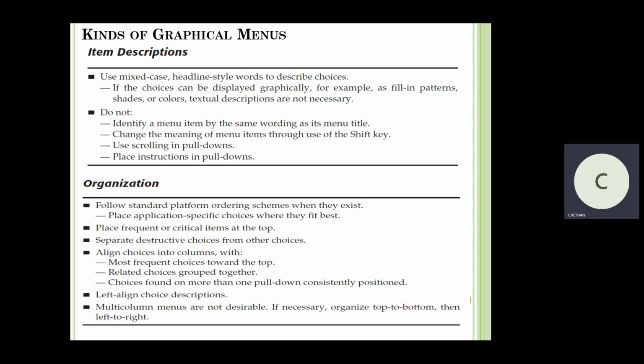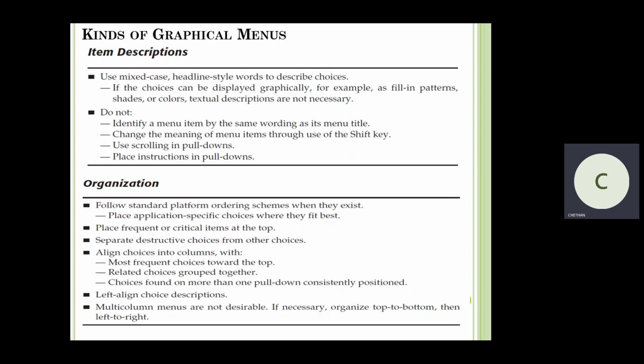Okay, use scrolling in the pull down menus, place instructions in the pull downs and all. Okay, what is organization? The organization is to follow standard platform ordering schemes when they exist. You're going to place frequent or critical items at the top, separate the distinctive choices from the other choices, align the choices into columns. Generally it will be in vertical representation, so you need to align all those things in the form of a column. Left align the column choice descriptions.